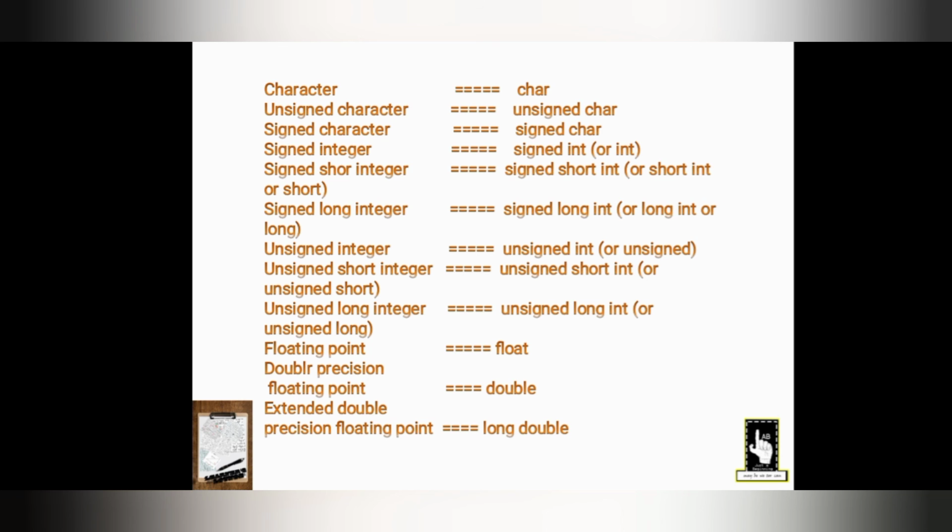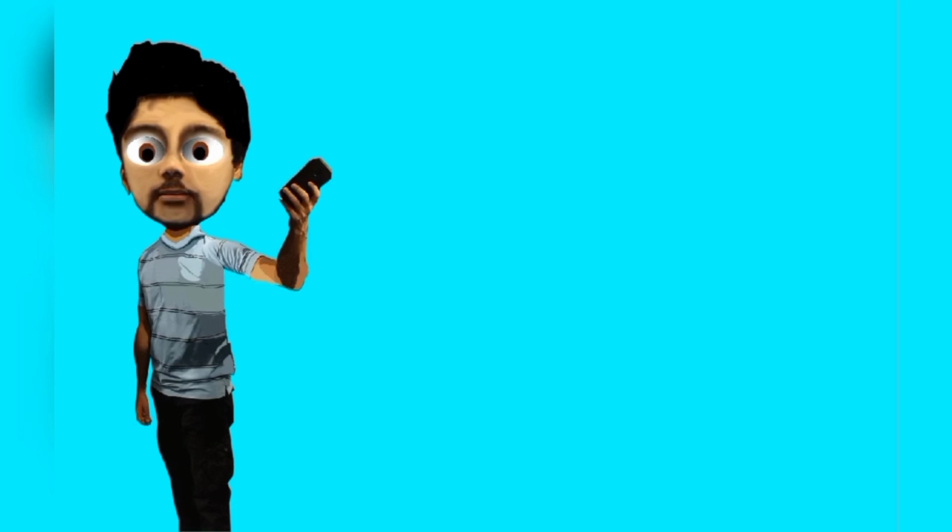For unsigned integer, it is unsigned int or just unsigned. For unsigned short integer, it is unsigned short int or unsigned short. For unsigned long integer, it is unsigned long int or unsigned long. For floating point, it is float. For double precision floating point, it is double, and for extended double precision floating point, it is long double. Well, that's it about data types, and we wrap up this video.